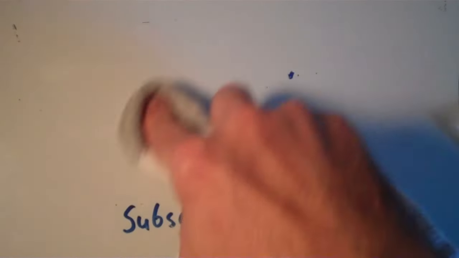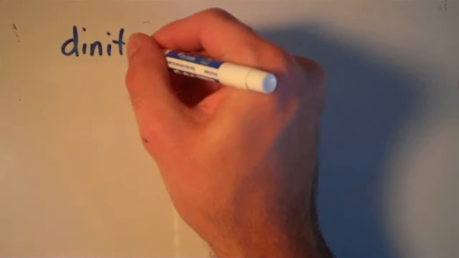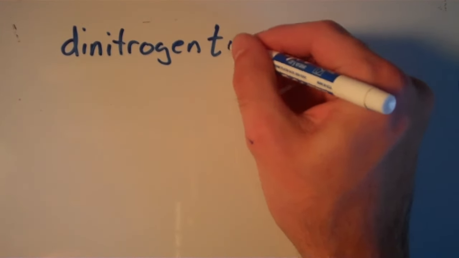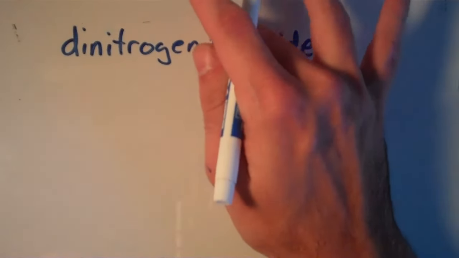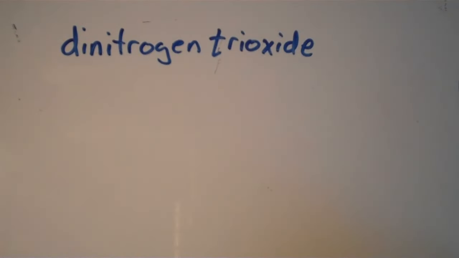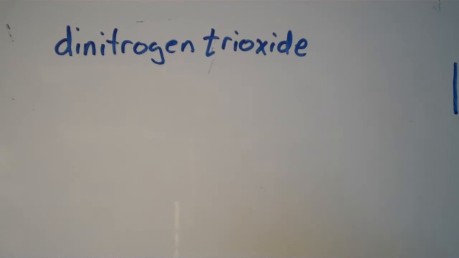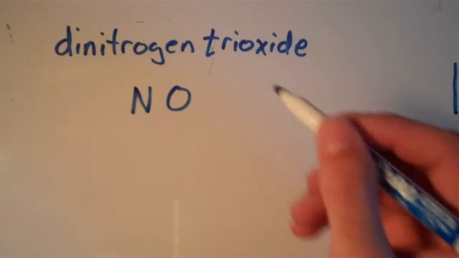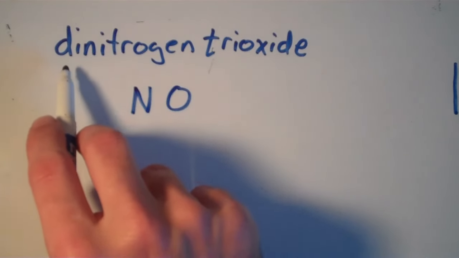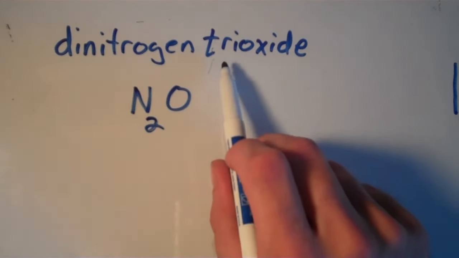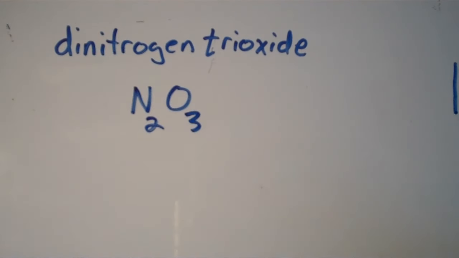So let's do some examples. Dinitrogen trioxide. What is the formula for that? So our compound has nitrogen and it has oxygen. So I'm going to fill out an N and an O. And the prefix di means that we have 2 nitrogens. And the prefix on oxide, tri, means we have 3 oxygens. So there you go, that's our formula, dinitrogen trioxide, N2O3.